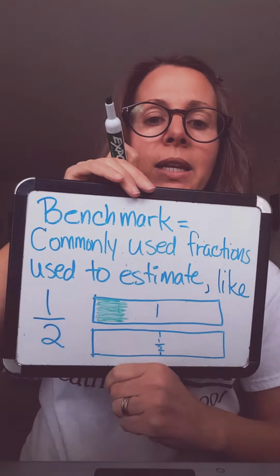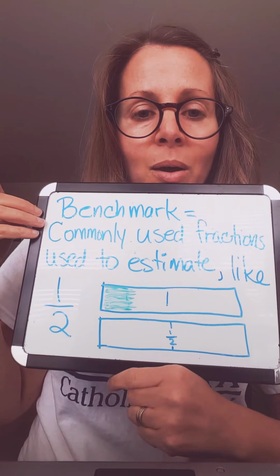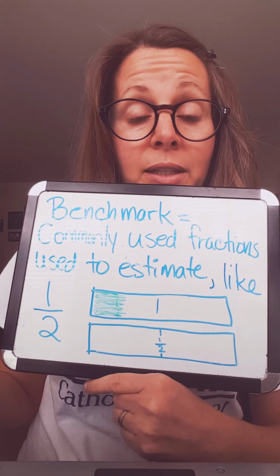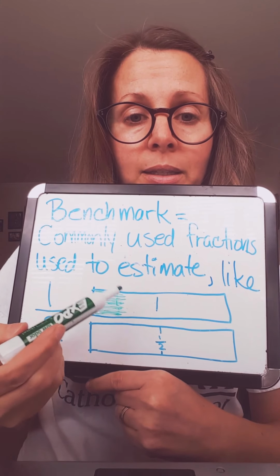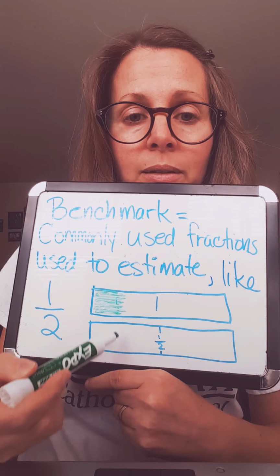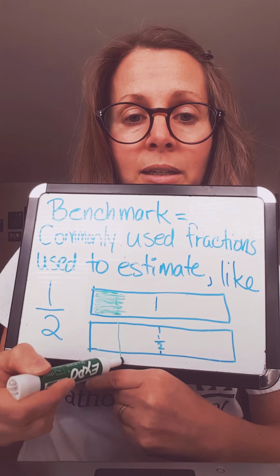Well, what if about part of my whole is shaded? Okay, I'm just going to shade in about. When you use the word about, you know we're about to estimate, right? So I shaded in about what? Well, I don't know. So we use benchmark fractions to help us estimate, okay? So if I'm looking here, here's a half, and about this much is shaded.